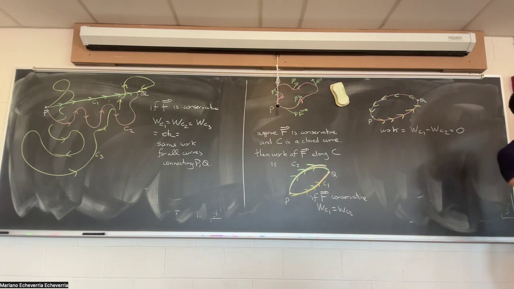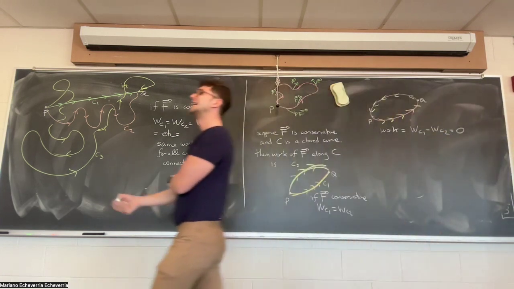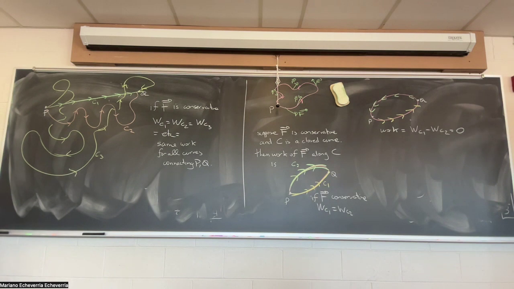Isn't that kind of clever? Actually, it's like a very cheap proof. And what it tells you in practice is that if you find a single closed curve in the universe where the work is not zero, that means that that force cannot be conservative. That's the way you should think about it.